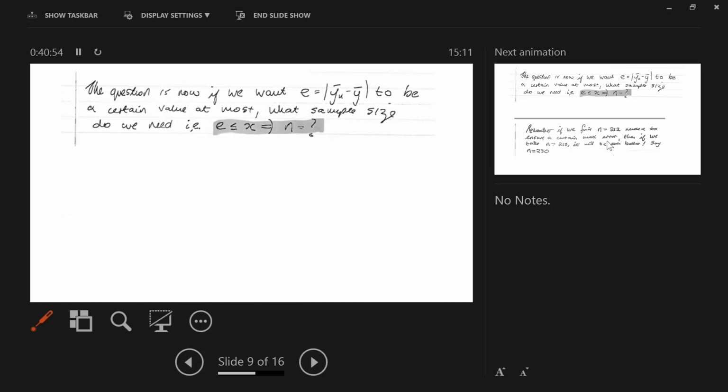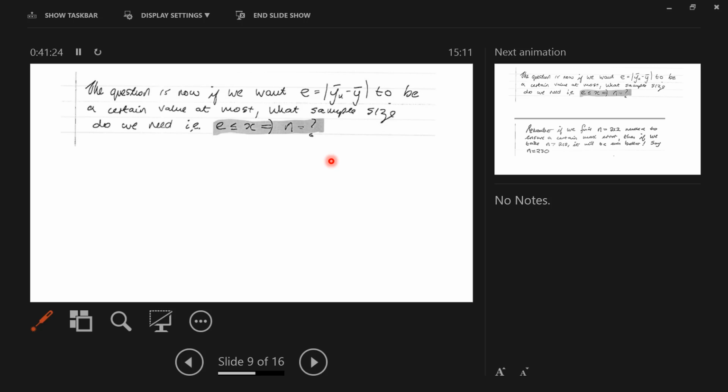The question is now, if you want this error, what is the error? It's the difference between the population value. Here I've used a Y bar U, but I really mean that to be, it can be thought of as the population Y bar. If you want that to be a certain value at most, what can you say? What can we do to ensure that my error is not too big? Okay, I've told you, you can choose the N. But now it's the other way around.